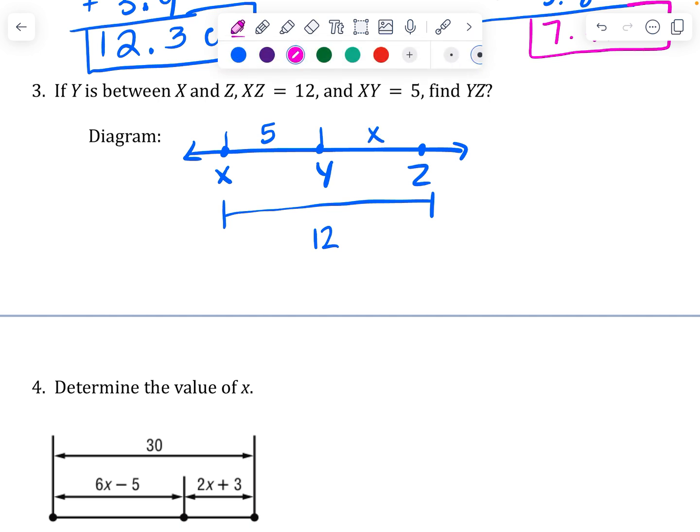So when we add together 5 plus that other piece, it should give us 12, and we know that 5 plus 7 is 12. So our length for YZ is going to equal 7. And there are no units in this one, so you could just write units like that.